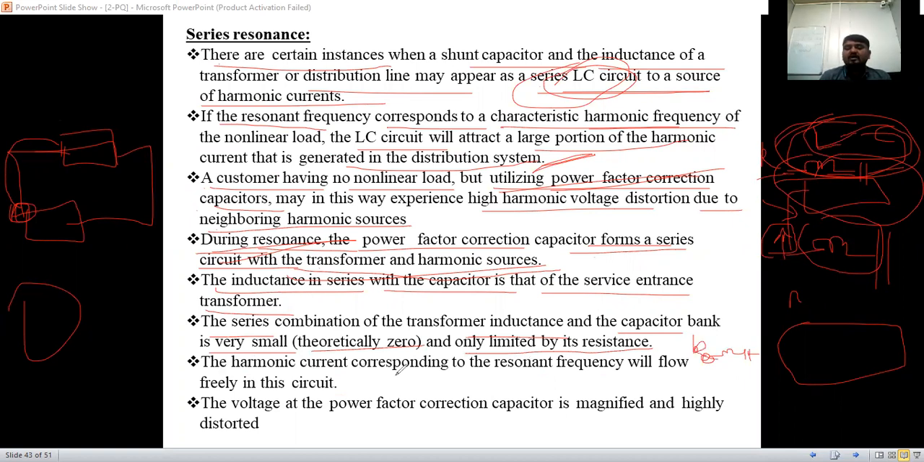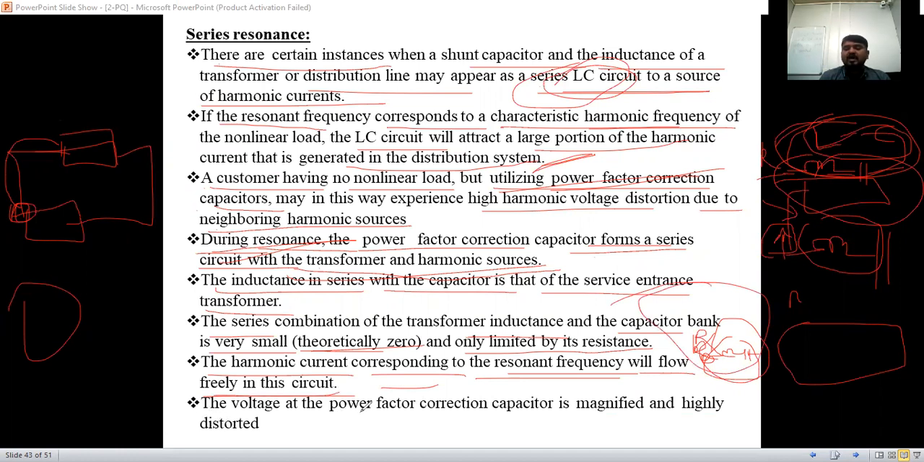So the harmonic current corresponding to the resonant frequency will flow freely in this circuit, because the value of this inductance and capacitance is very small. Theoretically, we consider it as 0, so the current is limited by the resistance. On that condition, what will happen? The harmonic current corresponding to the resonant frequency will flow freely in this circuit.